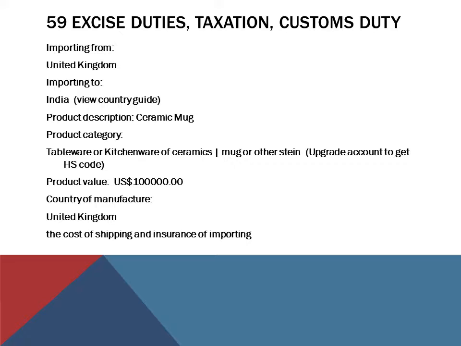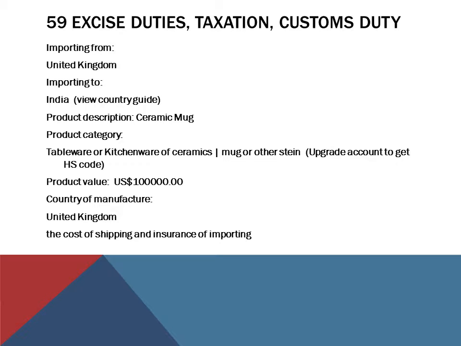Importing from United Kingdom, importing to India. Here are the details required for the calculation of duty. Product description: ceramic mug. Product category: tableware or kitchenware of ceramics, mug or other steel. Upgrade account to get HS code. Product value, say $100,000. Country of manufacture: United Kingdom.